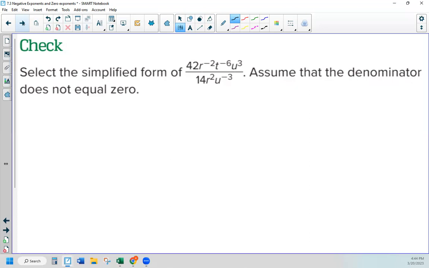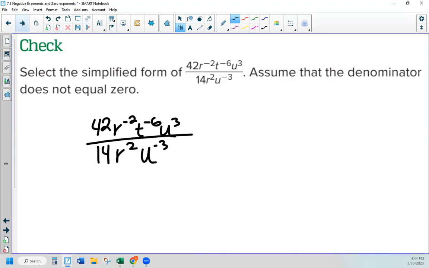All right. Let's go ahead and do this. I'll rewrite it: 42 r to the negative second power, t to the negative 6, u to the third, all divided by 14 r to the second, u to the negative third.